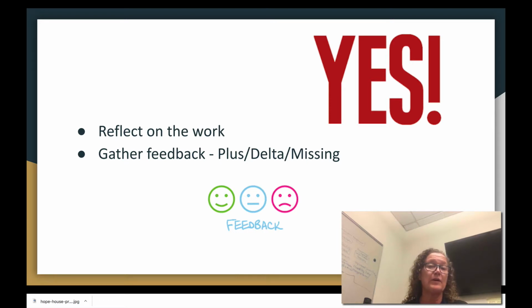The other thing is you always want an opportunity to gather feedback. At the end of their time together, staff can do a quick plus delta missing, which is one of our district practices for gathering feedback.